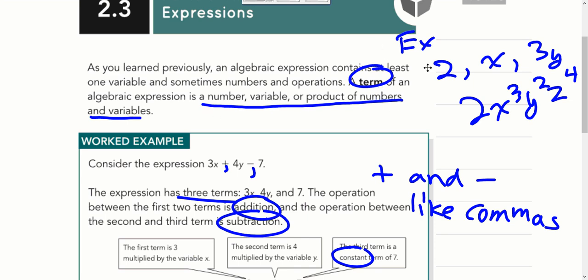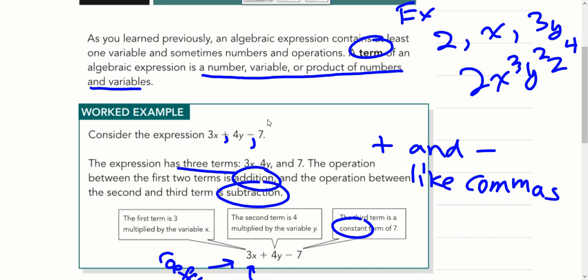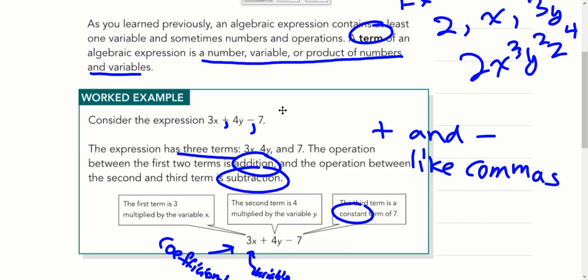So for example, a term could be a 2, it could be an x, it could be a 3y, or it could even be a 2x to the third, y to the second, z to the fourth. I mean, it's basically a combination of numbers and letters, or just a letter or just a number. That is going to be a term. Knowing when a term begins and ends is important.